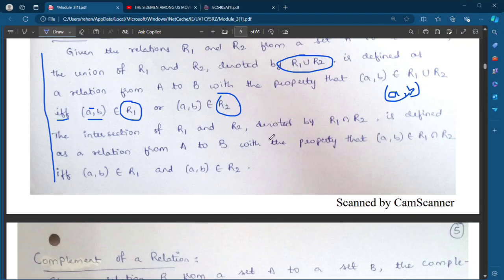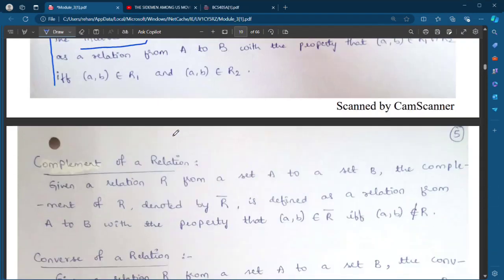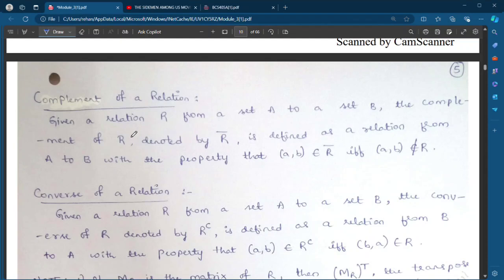So the intersection of R1 and R2 is denoted by R1 intersection R2, which is defined as a relation from A to B with the property that (a, b) belongs to R1 intersection R2 if and only if (a, b) belongs to R1 and (a, b) belongs to R2. Same thing, just that here union was there, here the sign will change and intersection is written. Same to same, understood.